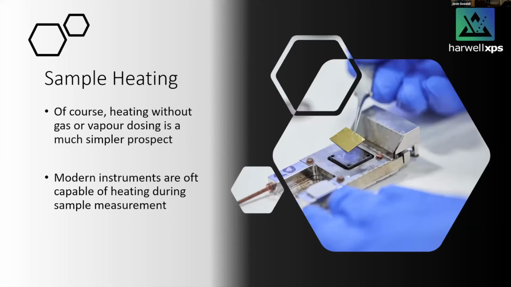Okay, so obviously gas dosing is a little bit more complicated. We just want to heat. This is much simpler. Most modern industries, or a lot of modern instruments, have some kind of capability. This is actually our heating stage in our XPS plant.